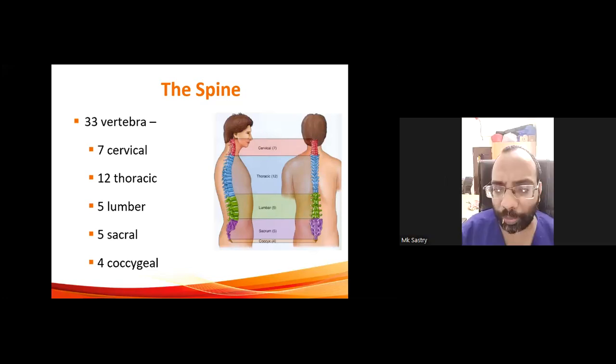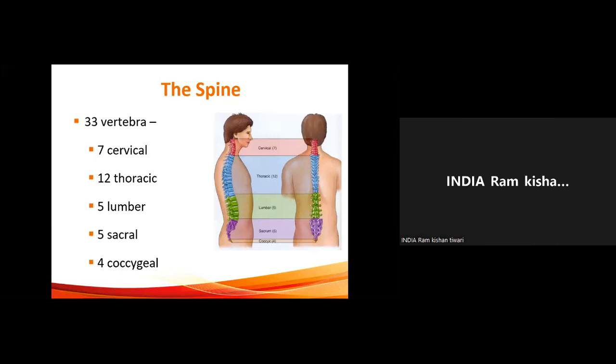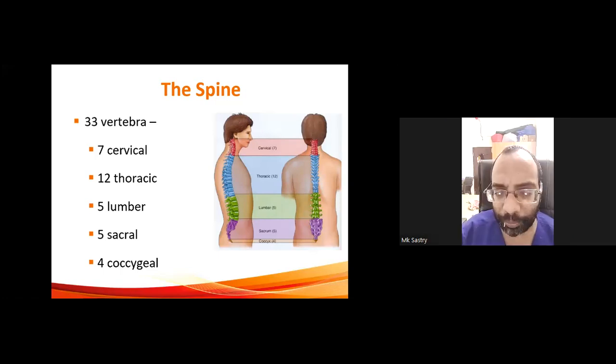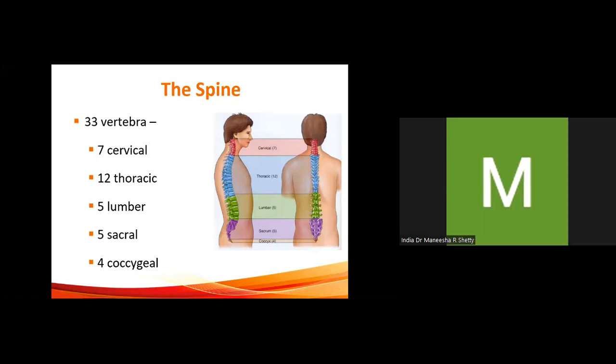So how many vertebrae do we have? 33 vertebrae. What are they? 7 cervical, 12 thoracic, 5 lumbar, 5 sacral, 4 coccyx. Right? 7 in cervical, 12 thoracic, 5 in lumbar, 5 and 4 last. Clear? Yes, sir. Next.